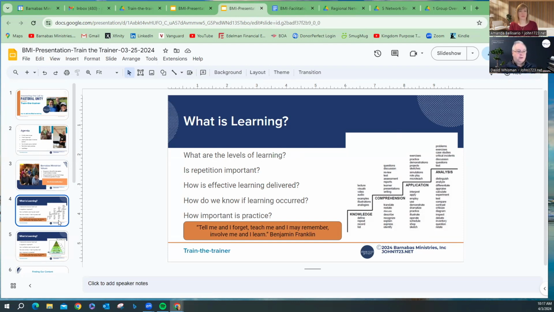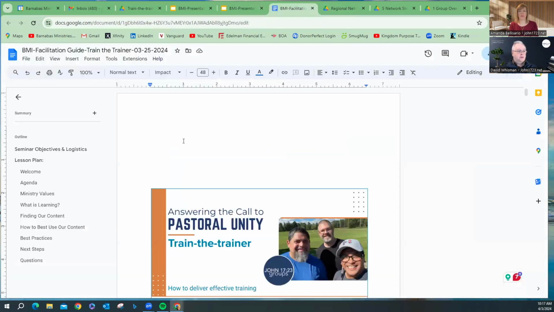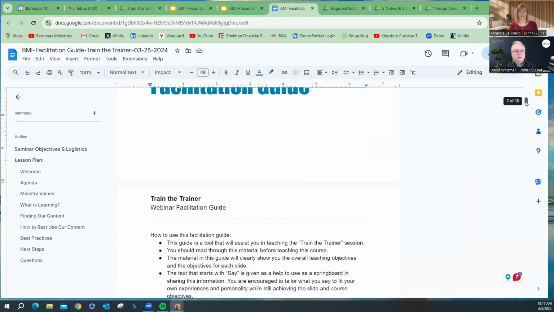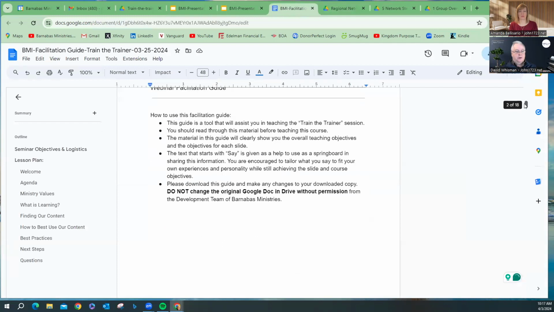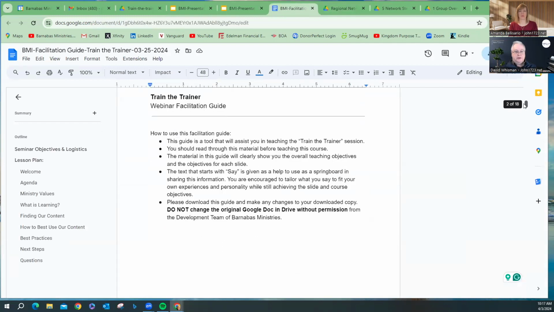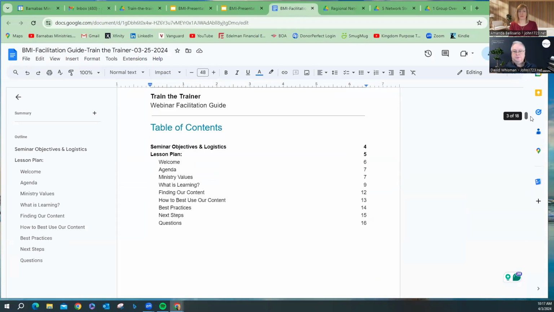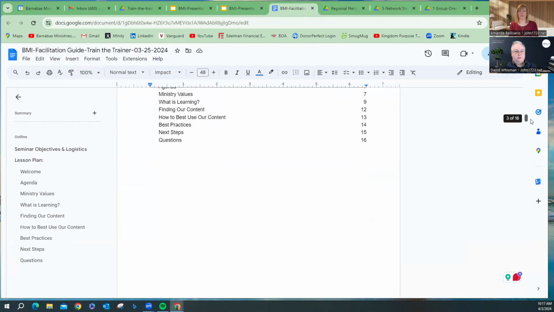So then the next thing we wanted to talk about was the facilitation guide itself. So here's an example of a facilitation guide. And in this case, you'll see there's a table of contents over on the left. But facilitation guides are like a one-stop shop, I think I said earlier. It says how to use it. There's some tips on how to use the guide. Next we have a table of contents of what the flow is if you want to get to a particular page.